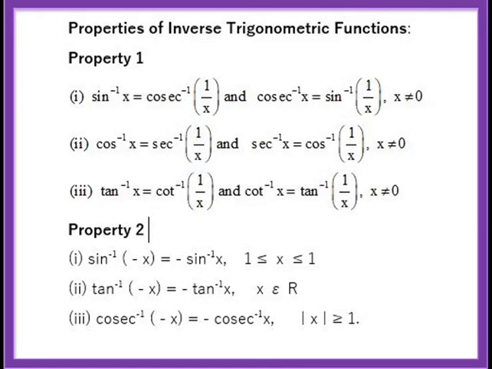We will verify this. Suppose x is half. What is sine inverse half? Sine inverse half is the angle whose sine ratio is half. Also that angle should belong to the closed interval minus pi by 2 to pi by 2, or I'll say minus 90 degrees to plus 90 degrees. Clearly that angle is 30 degrees, that is pi by 6. Now x is half, so 1 upon x becomes what? 2. What is cosec inverse 2?